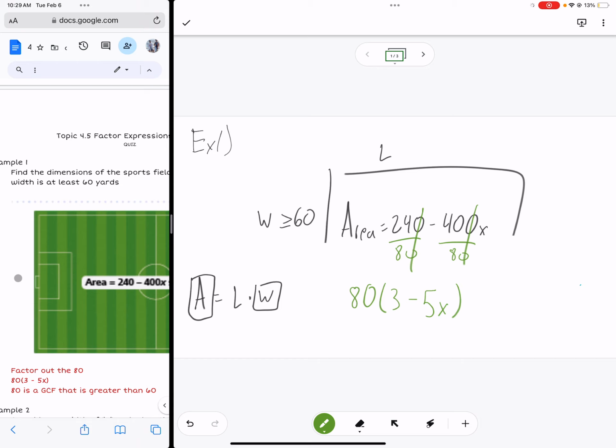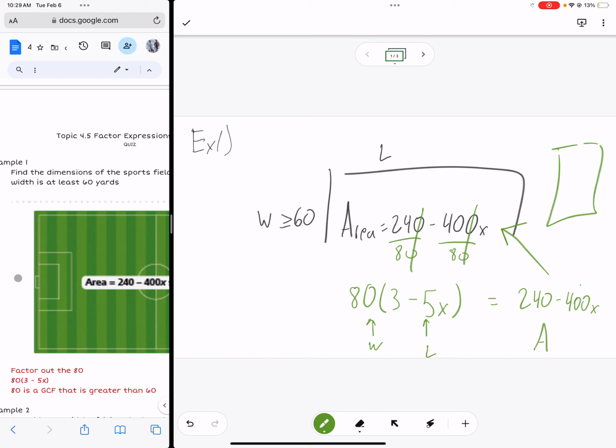And we want to look at it a different way, right? So I know that the area equals 240 minus 400x. Okay, so we have to look at it as an area problem. This is your area, right? That's your area. One of these is your length, and one of them is your width. They're interchangeable, right? You could write the rectangle like this, with your length and your width, or you can write the rectangle like that with your length and your width.